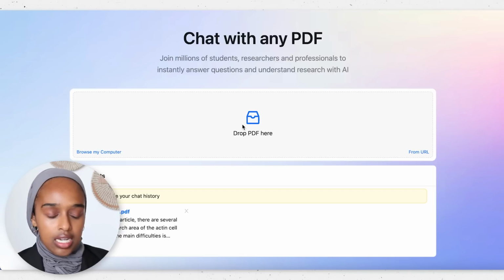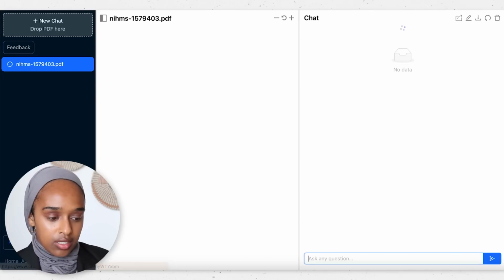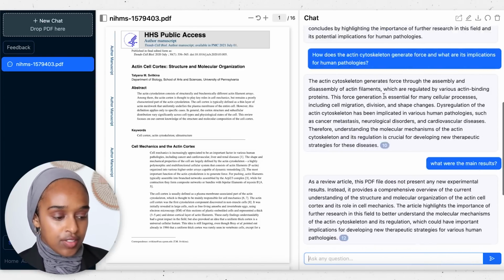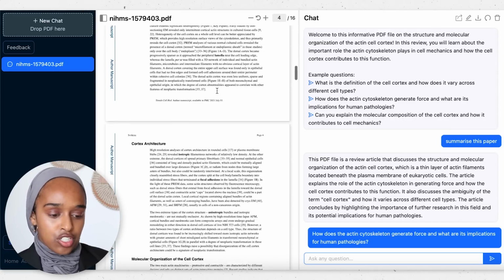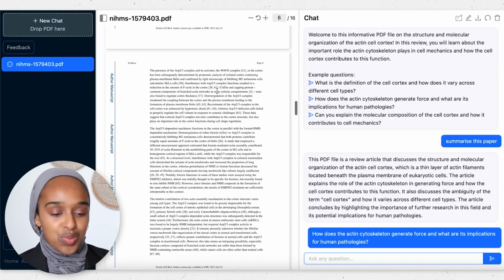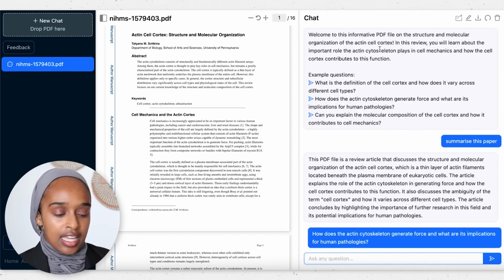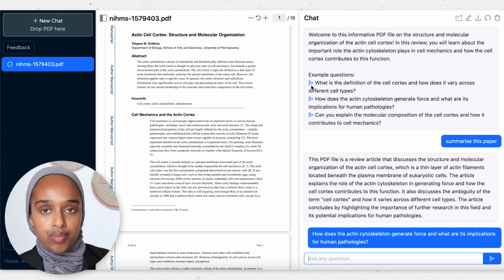It could be a bit of literature that you've downloaded. It could be something else that you've written. So essentially, I'm just going to click that one that I did a little while ago, so you can see what you can get out of it. Here's the paper, 16 pages long, so it's quite long, and I just want to understand it a little bit better. The first thing you can see is that it asks me some example questions that are kind of prompting me.